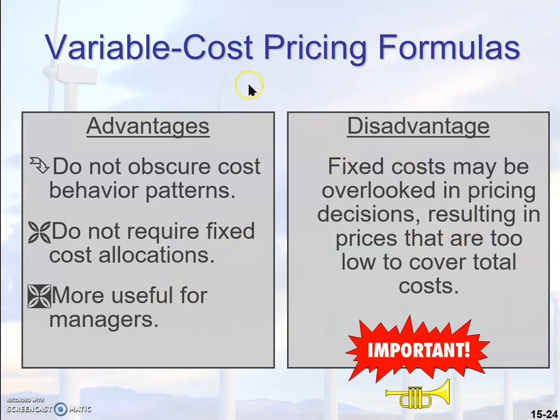But under the variable cost pricing formulas, the fixed costs may actually result in prices that are too low to cover the total cost. Yeah, due to the exclusion of fixed costs, the price that the organization set may actually lead to losses because they are not able to cover the total cost.